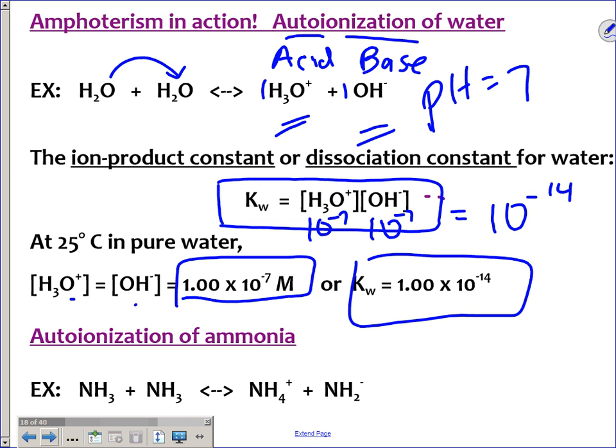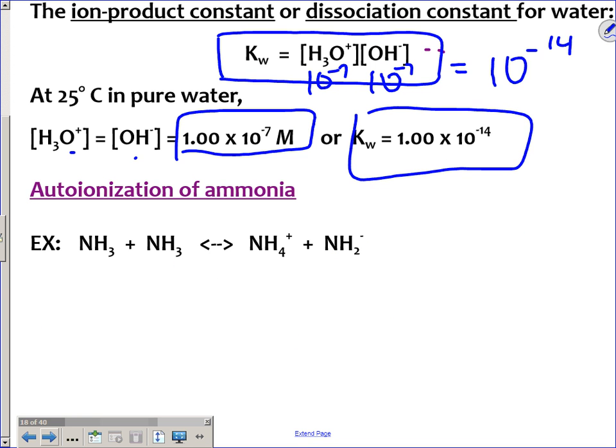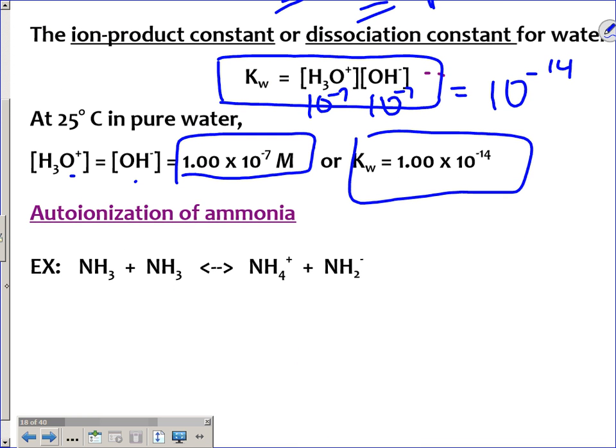So water is not the only thing that can act amphoterically. There's a base version of that, and it is ammonia. Ammonia, you can see it can do the same thing. It can donate or accept an H+, forming ammonium and an amide. That's just the name for that. And this is ammonium, you know that one. And so they can auto-ionize as well.